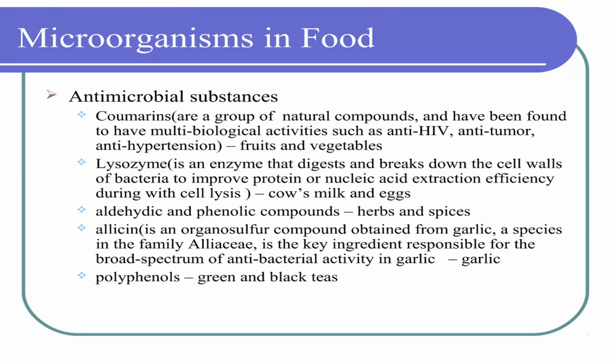Aldehydic and phenolic compounds are found in herbs and spices. Allicin, which is generally found in garlic. It is an organosulfur compound obtained from garlic, which is a species in the family Alliaceae. It is the key ingredient responsible for the broad spectrum of antibacterial activity in garlic. Polyphenols are found in green and black teas.